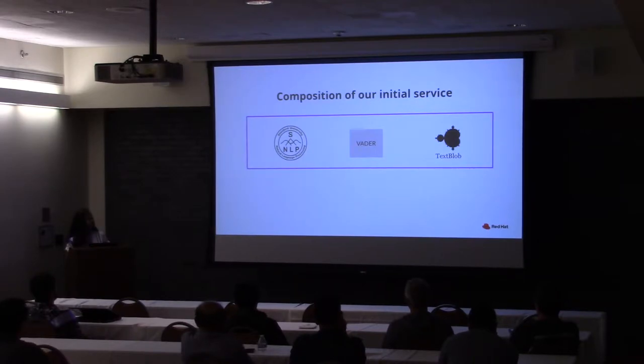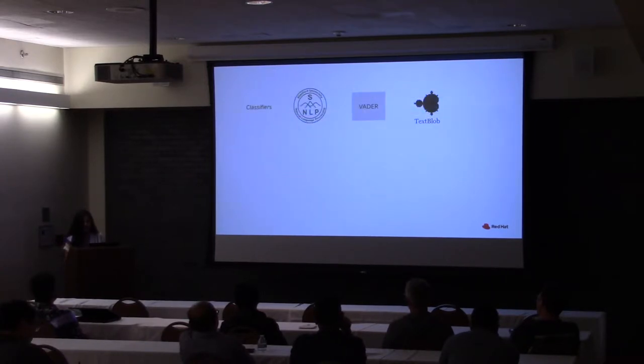Second, Vader. Vader is a lexicon or rule-based approach, and it's mainly targeted towards social media text, but it does a good job otherwise as well. Thirdly, TextBlob is a classifier-based approach, and it is trained on the IMDb movie review dataset, which is a huge dataset consisting of movie reviews, annotated with the sentiment for each review. So we had our three models, we are treating them as three classifiers, and our goal was to get one prediction for our Red Hat based artifacts.